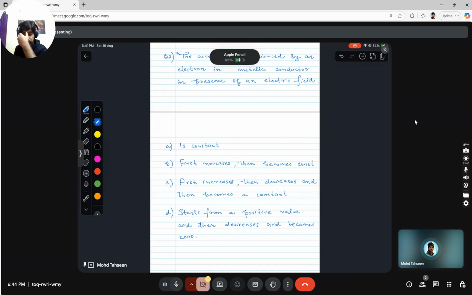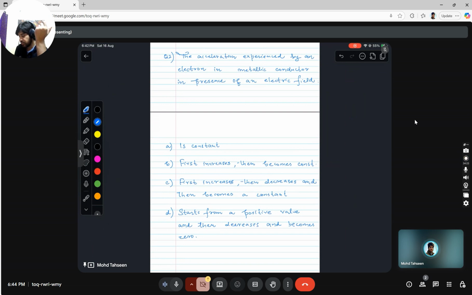Now if we look at it, three options are similar in a way, and one is different from the other three. If you look at options A, B and C, these have one similarity: in all of these options the acceleration becomes constant after a certain transient period. In the first option it's constant. In the second option it first increases then becomes constant. In option C it first increases, then decreases, then becomes constant. So ultimately in all of these three options acceleration becomes constant, right? And in the fourth, acceleration becomes 0.